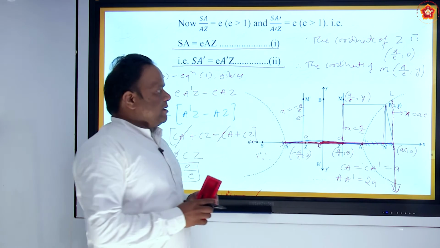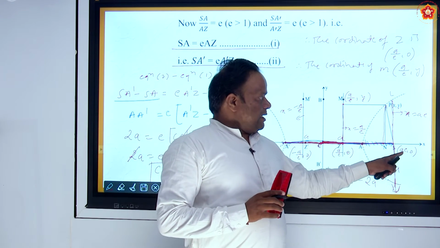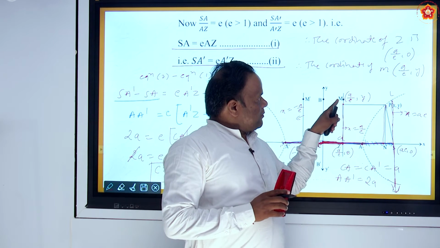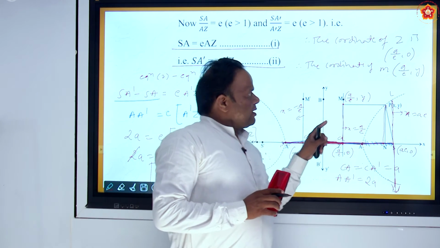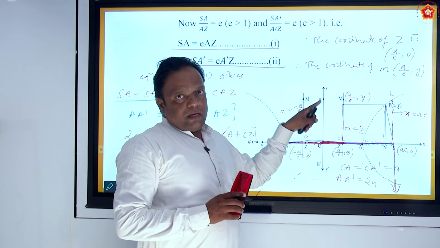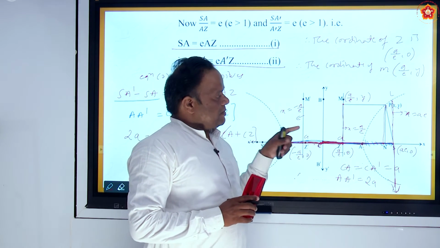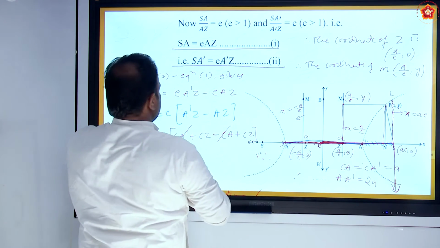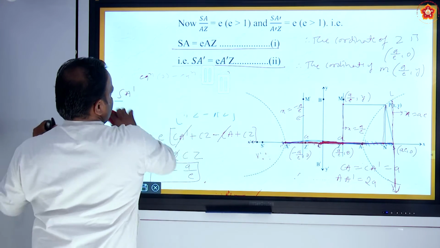Okay. So observe here, we know coordinate of S is ae comma 0. We know coordinates of P are x comma y. We know that coordinate of M is a by e comma y. Then by using the definition, PS is equal to e PM, you have to use the distance formula, substitute the values, we will get the standard equation of ellipse. Okay.